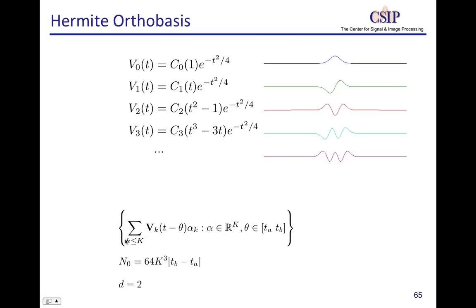This is your set of all such subspaces that are just parameterized this way. And you can work it out. It turns out the n naught is about 64k cubed times this distance between the starting time and the ending time that you're searching over, this bounded parameter set. And d in this case is just 2, using basically gamma equal to 1/2 in this previous slide here.